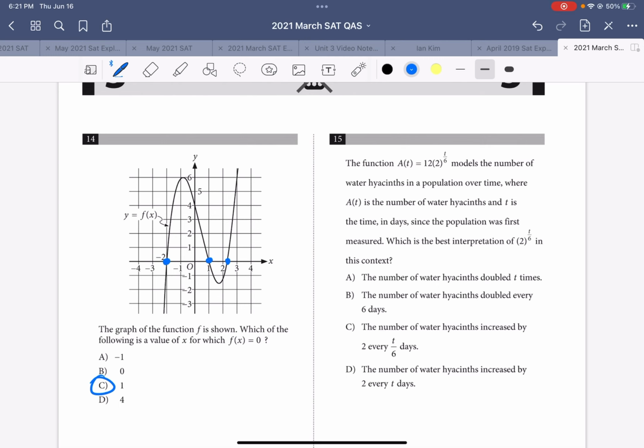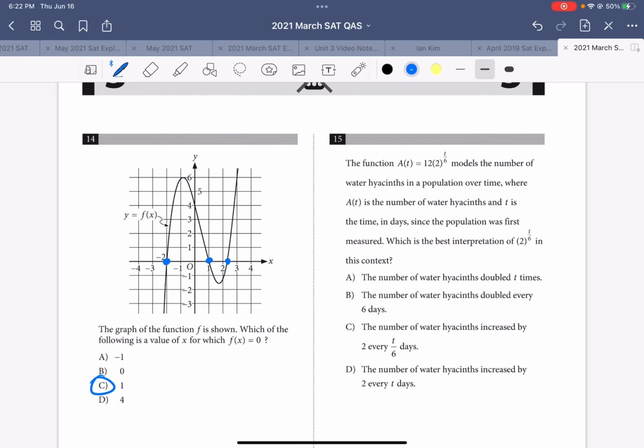Number 15. The function A of t equals 12 times 2 to the power of t over 6 models the number of water hyacinths in a population over time, where A of t is the number of water hyacinths and t is the time in days since the population was first measured. Which is the best interpretation of 2 to the power of t over 6 in this context?